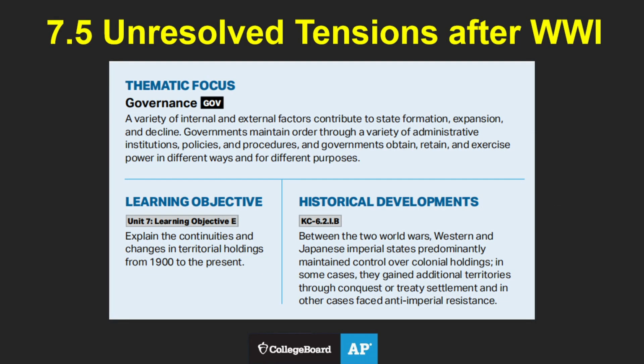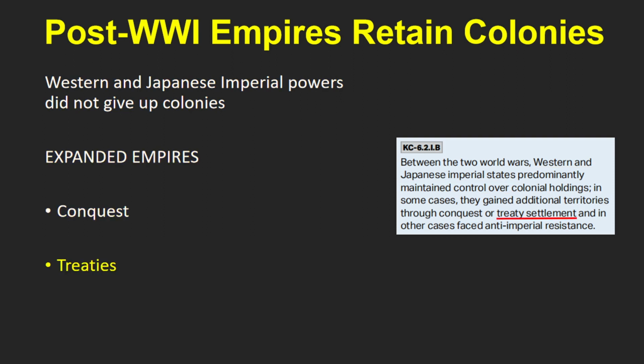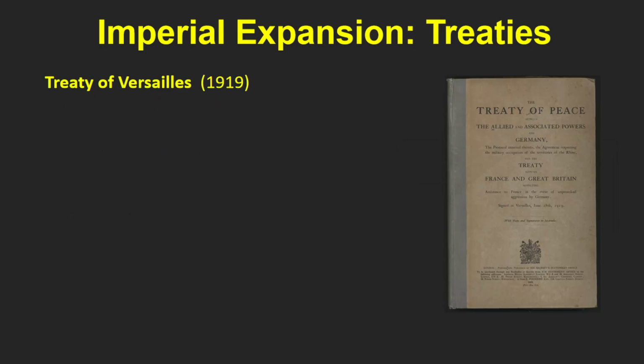Now, 7.5. Unresolved tensions after World War I. Here's the required content. The first part is about how Western and Japanese imperial powers did not give up their colonial possessions. In fact, they expanded their empires further through two ways: conquest and treaties. Let's start with treaties, which occurred at the end of World War I.